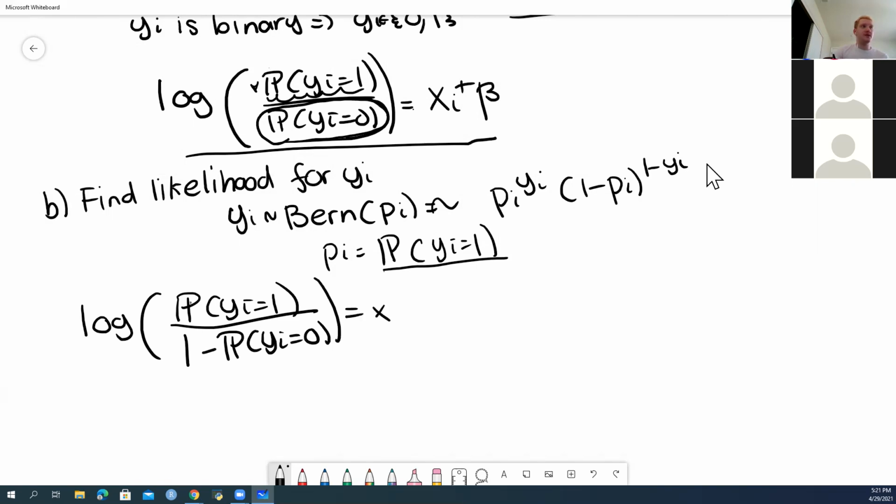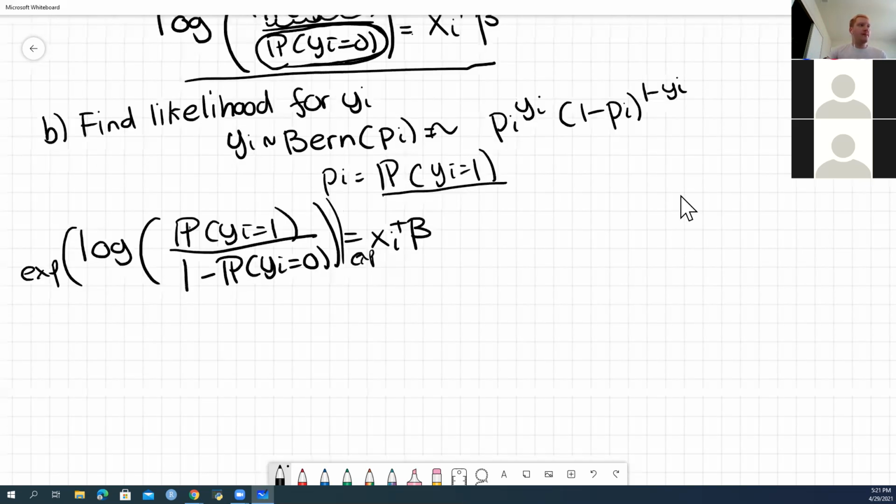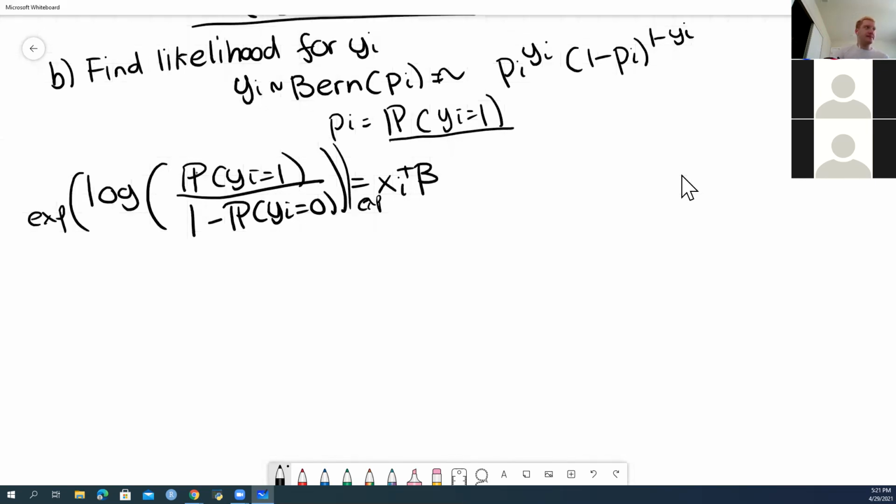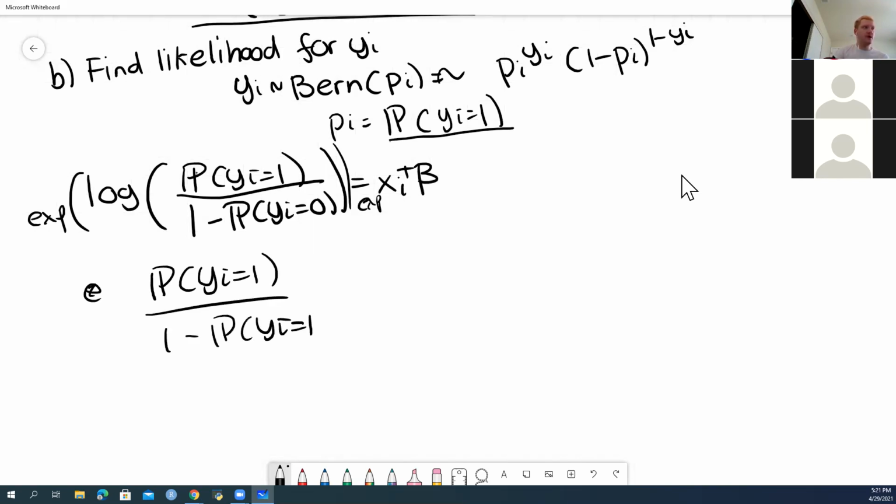And then exactly what you said. The next step is to exponentiate. So let's do that. So that gives basically the probability of yi equals 1 over 1 minus the probability of yi equals 1. Oh, sorry, this should be 1. Apologize. Is equal to exp of xi transpose beta.